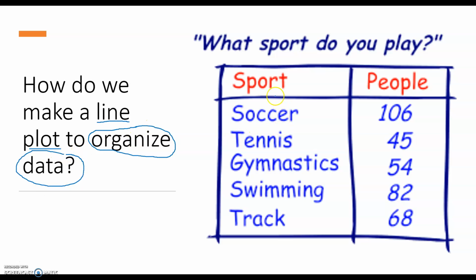So if you take a look at this data over here, it says, what sport do you play? And the information that was collected was how many people played soccer, which was 106, how many people played tennis, 45, gymnastics, 54, swimming, 82, and track, 68 people. So when you collect data, you collect the information, and then you turn it into a graph afterwards.